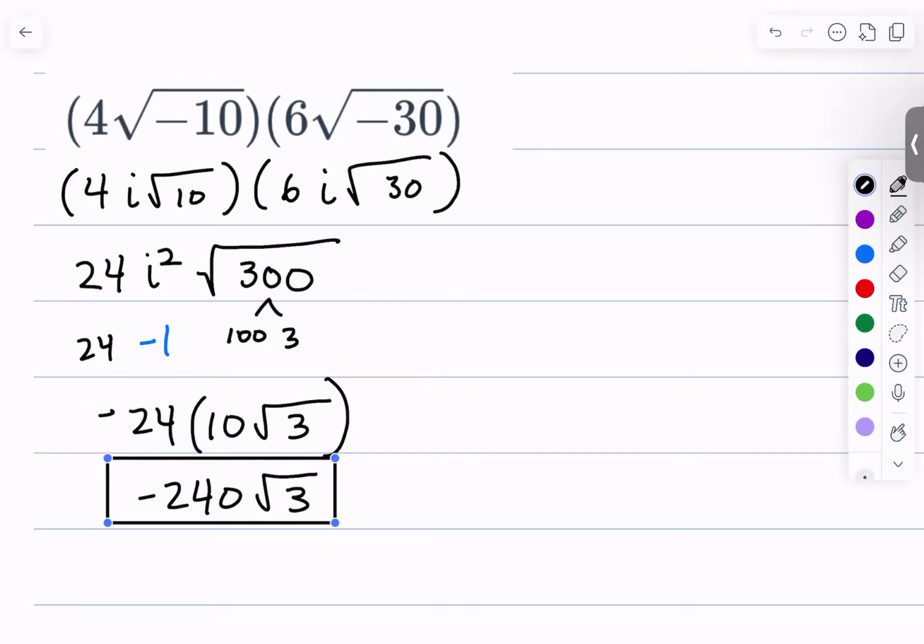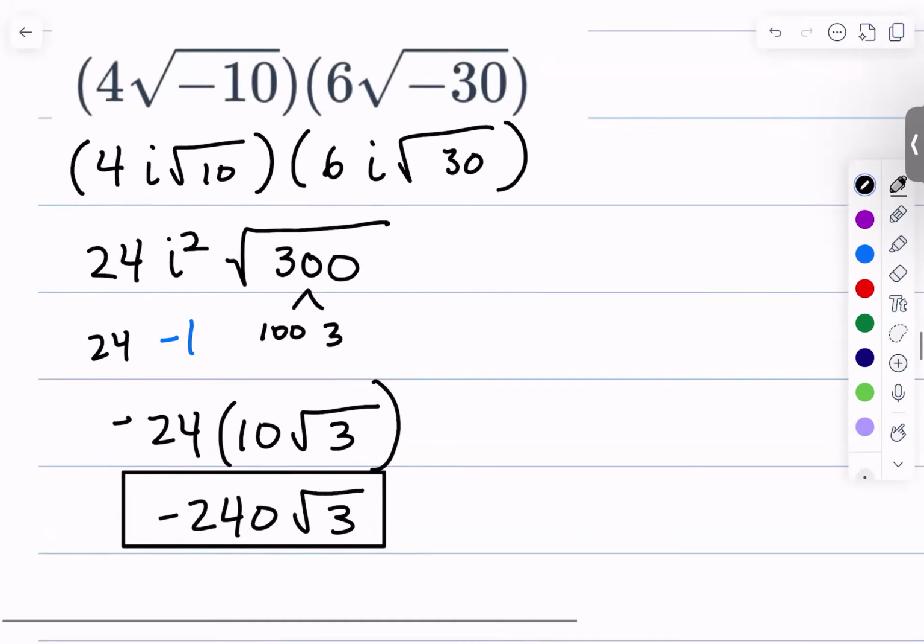Okay? Questions? Yes. How did I get 4i and 6i? Because I took the i out of my square root. That's where all the i's came from. All right. Any other questions?